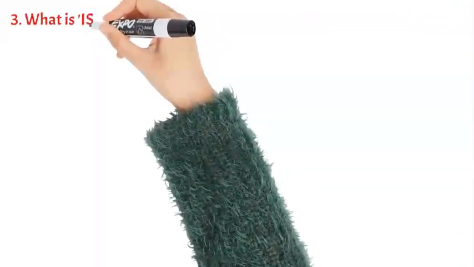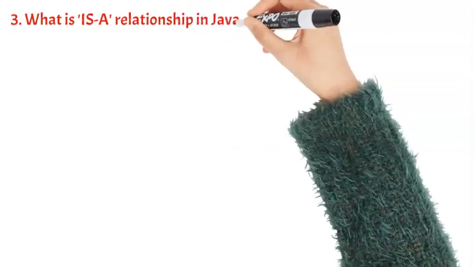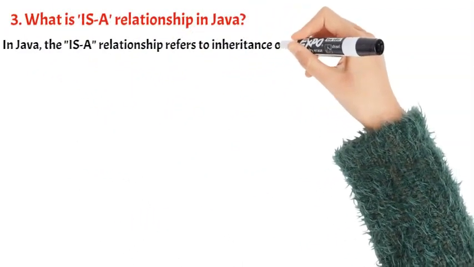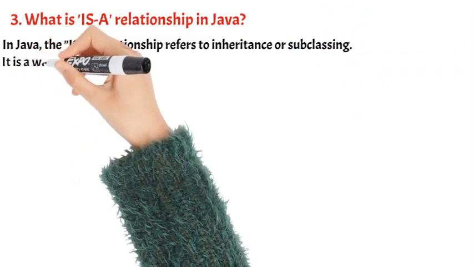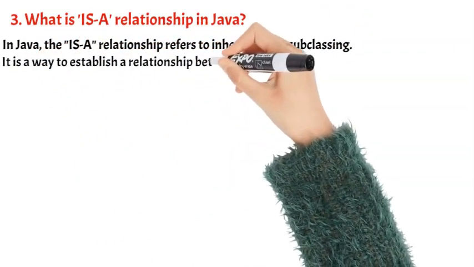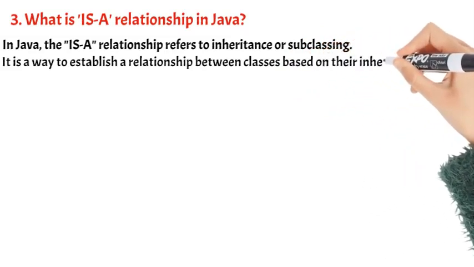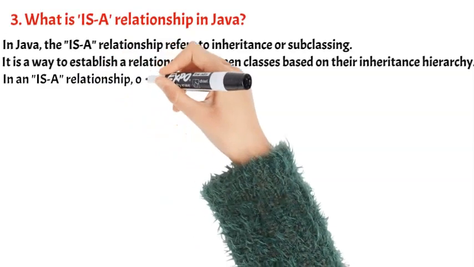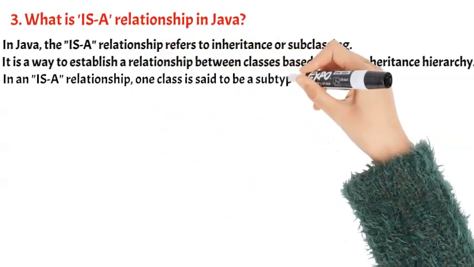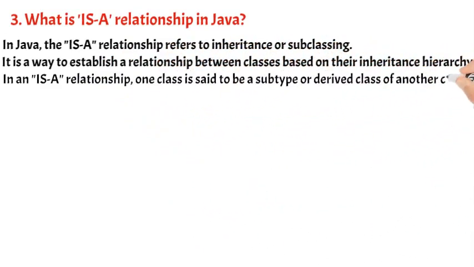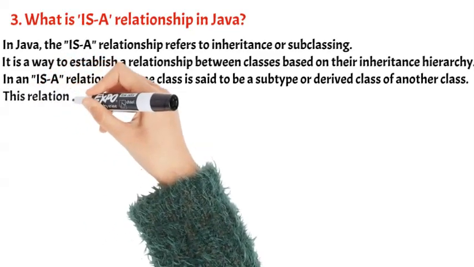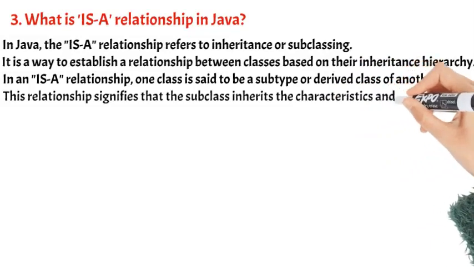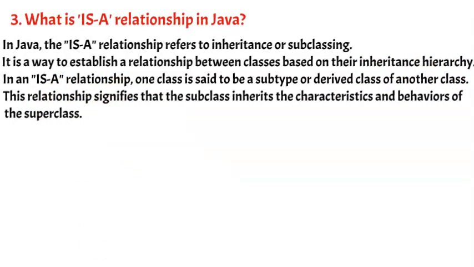3. What is ISA relationship in Java? In Java, the ISA relationship refers to inheritance or subclassing. It is a way to establish a relationship between classes based on their inheritance hierarchy. In an ISA relationship, one class is said to be a subtype or derived class of another class. This relationship signifies that the subclass inherits the characteristics and behaviors of the superclass.